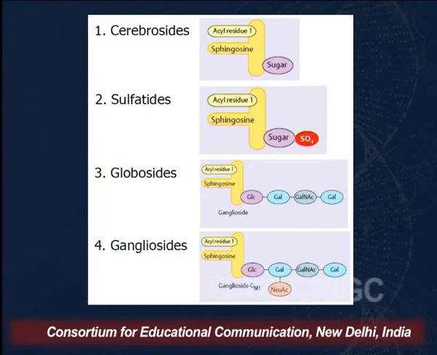When we discuss sulfatides, you will find that sulfatides are derivatives of cerebrosides in which a sulfate group is present at one of the hydroxyl groups of the basic galactocerebroside. So now let us discuss these neutral glycosphingolipids in detail.